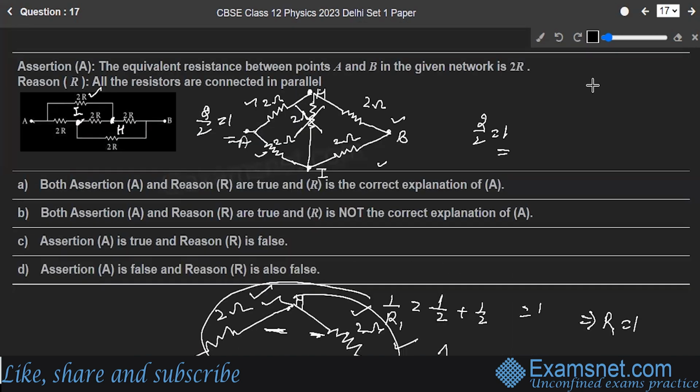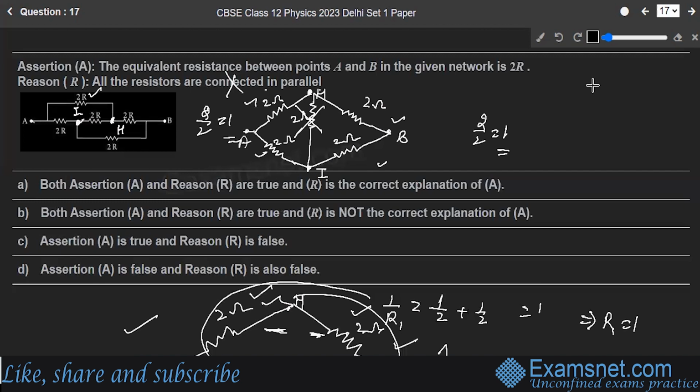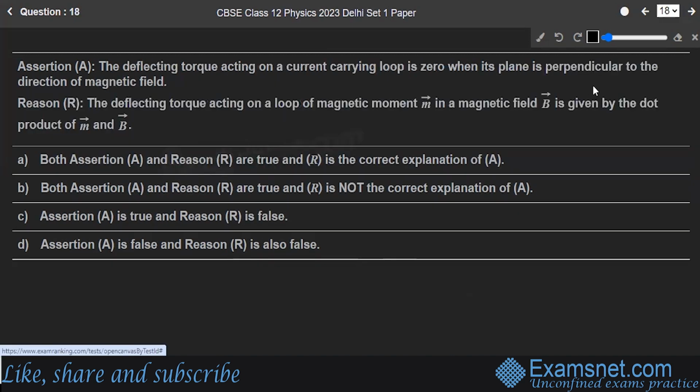Now, the reason says all the resistors are connected in parallel. No, we just saw that these resistors are connected in series. So the assertion is true, but the reason is false. So that means you have option C as the correct answer. Hope you understood this.